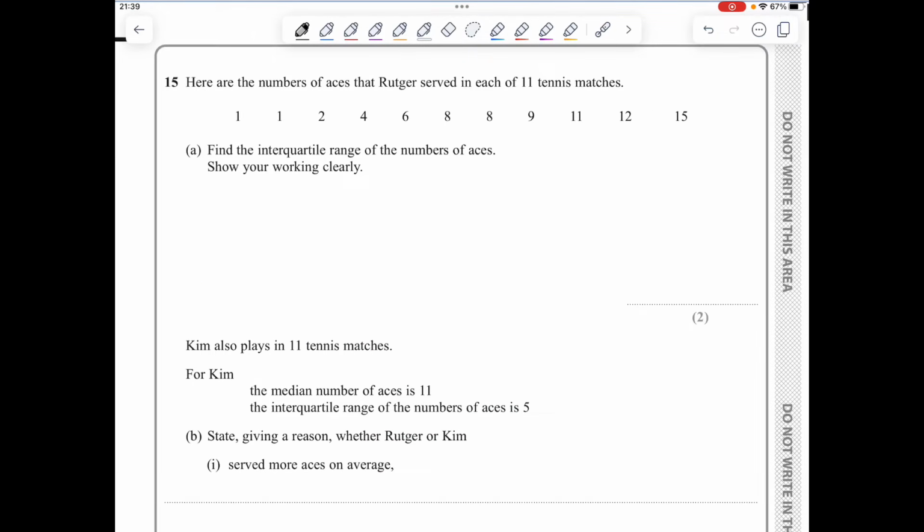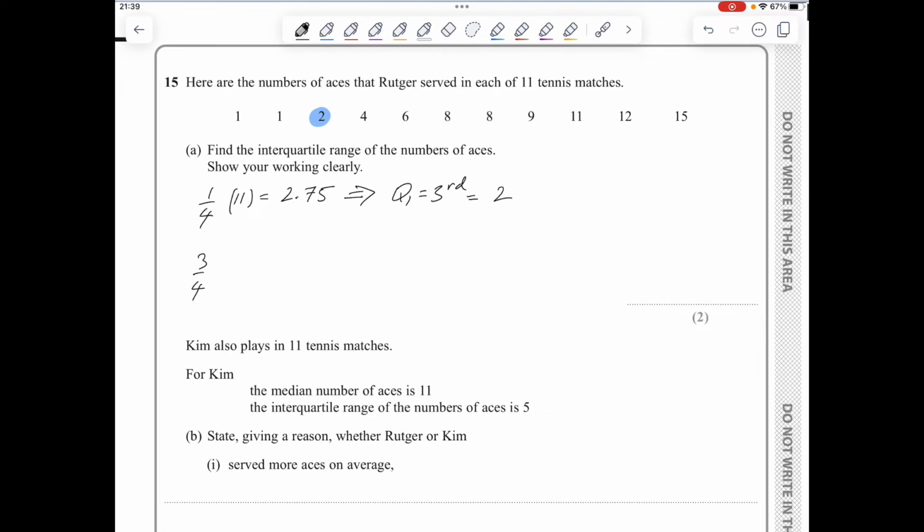For part A of question 15, to find the interquartile range, I can use the standard formula I use for the interquartile range and the quartiles, which are the following. First, you find a quarter of 11, which is 2.75. So Q1 is the third one. You round up to the next position, and the third one is equal to 2. So that's the lower quartile.